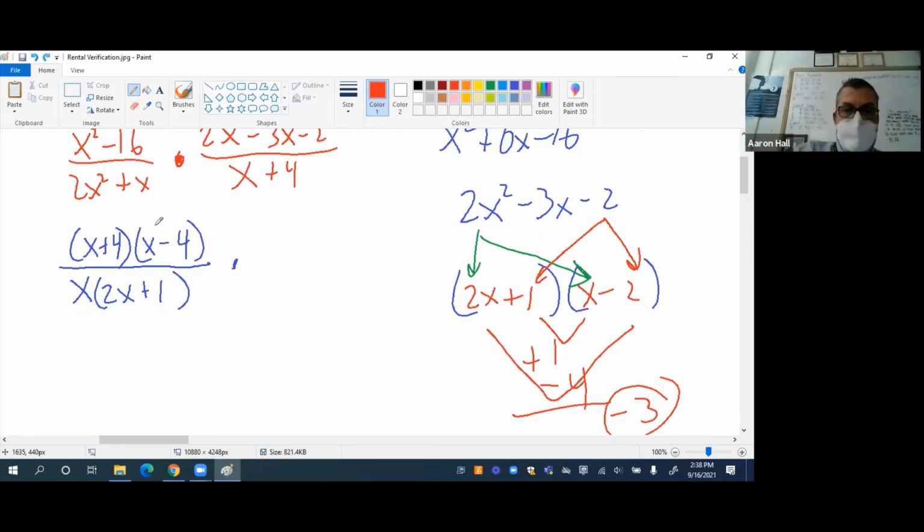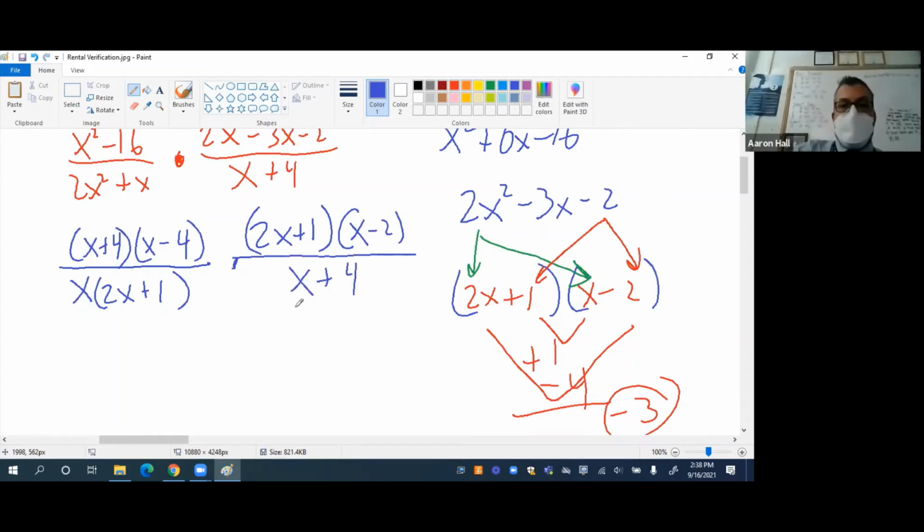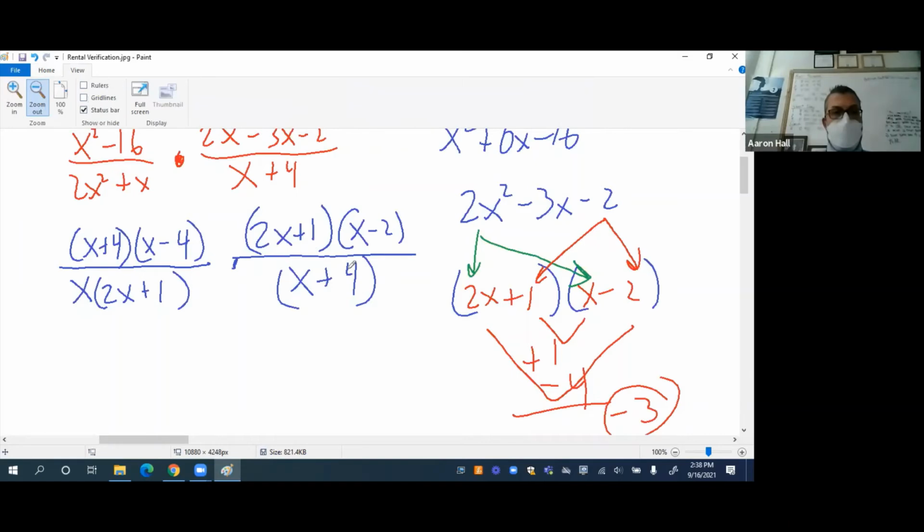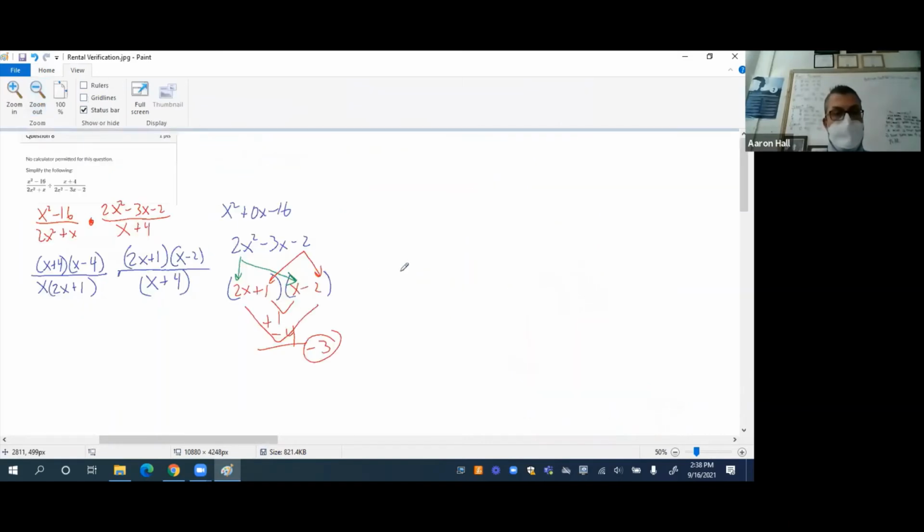That would give us then 2x + 1 and x - 2. Okay, and then we have x + 4. Where do we go from here? What can I cross simplify? Nice, cross simplify.